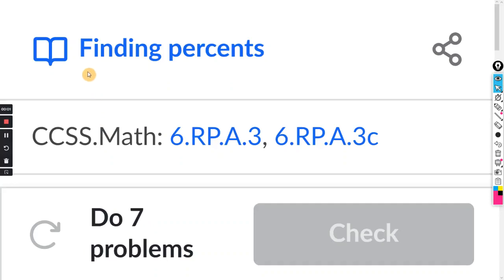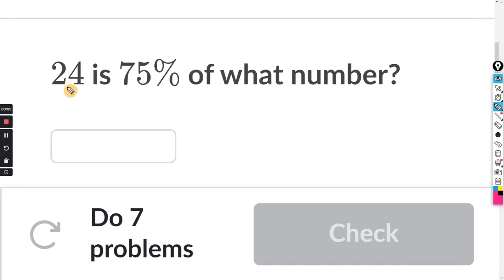This will be for the exercise, finding percents. 24 is 75% of what number? Okay, so you want to build an equation based on the question. And basically, we start with 24.